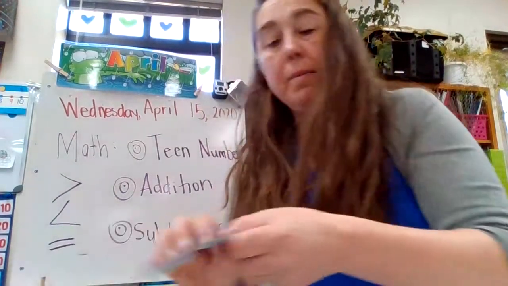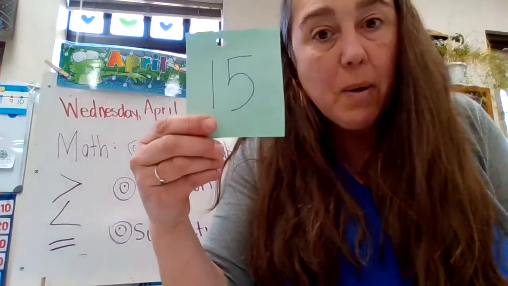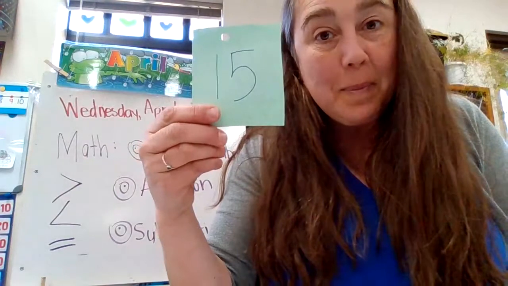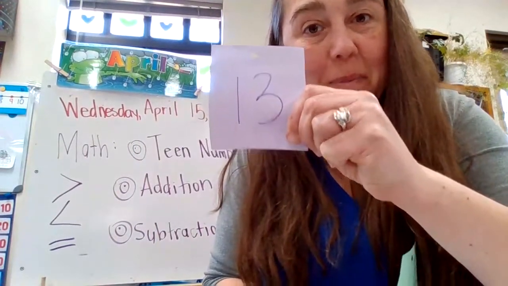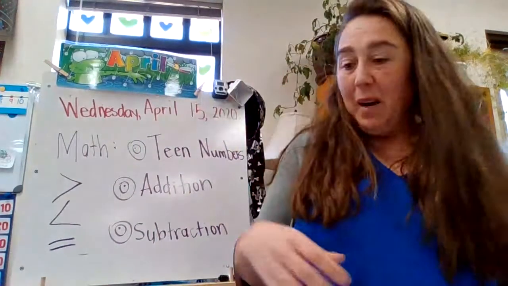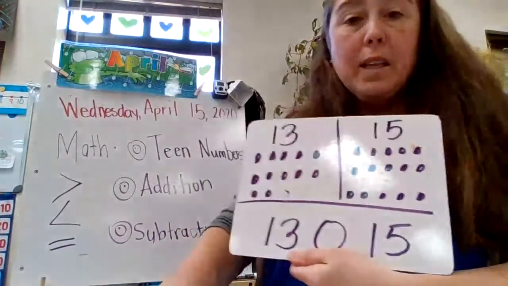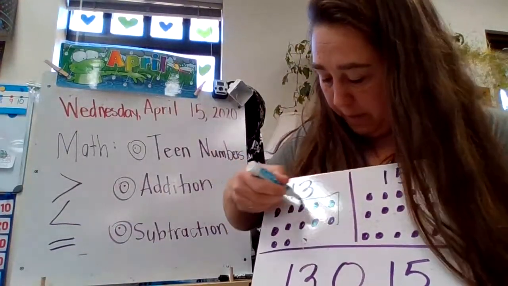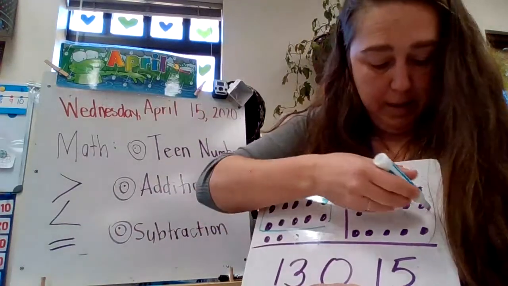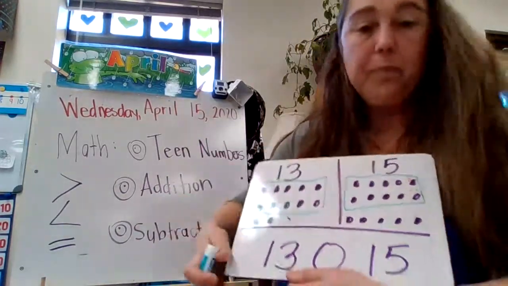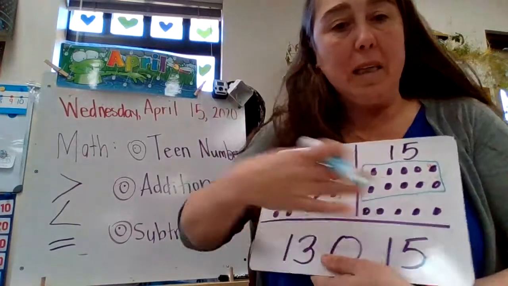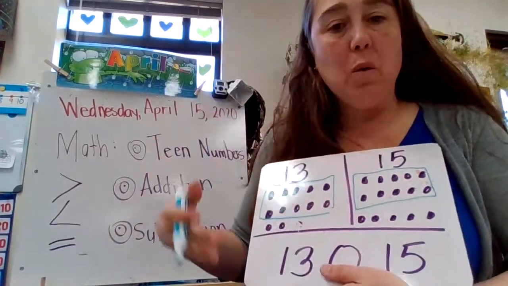Can you please write the number 15 on your board? Awesome. And how about this number? 13. Good job. All right, and leave that space in the middle just like this. Okay, let's try the same way. Well, we both know they have a group of 10, so that's out, right? They both have a group of 10. So we know that's equal, and we want to figure out if one's more or less or they're equal.